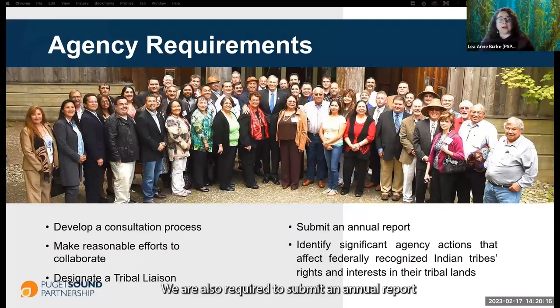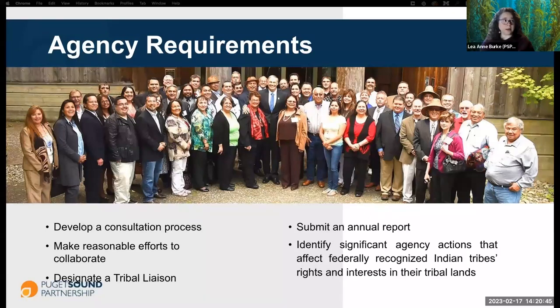We are also required to submit an annual report to the government on the activities each agency engages in related to tribal involvement, and it has gone further to the state hosting an annual Centennial Accord, which is an in-person two-day gathering where agencies report out to the governor, and there is an opportunity for roundtable discussions with tribal leaders to elevate issues of concern directly to our governor face-to-face.